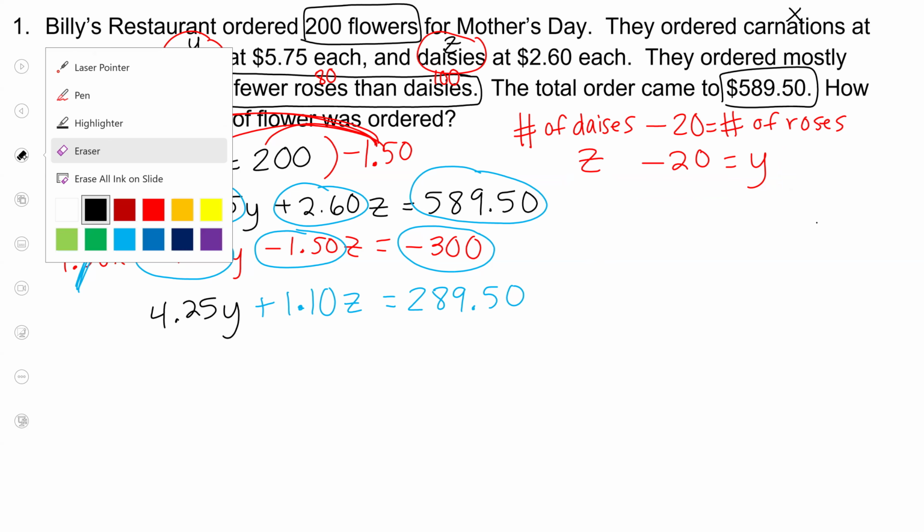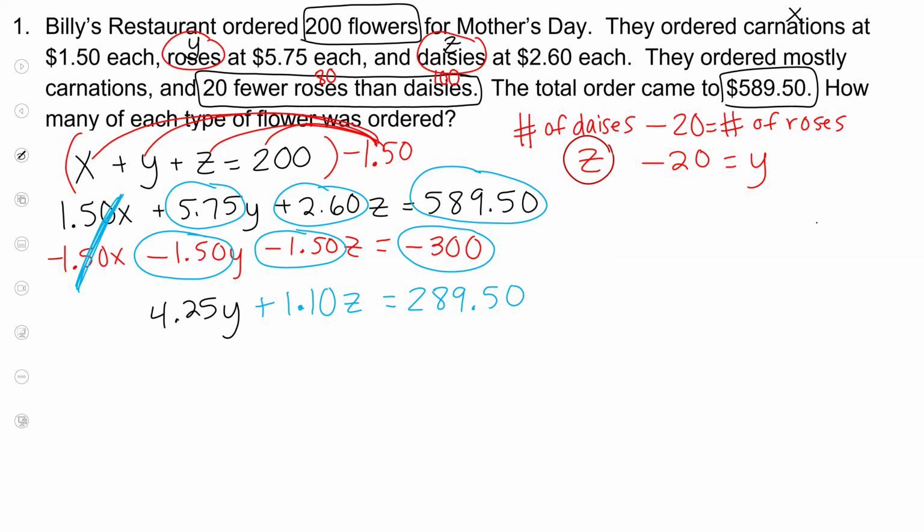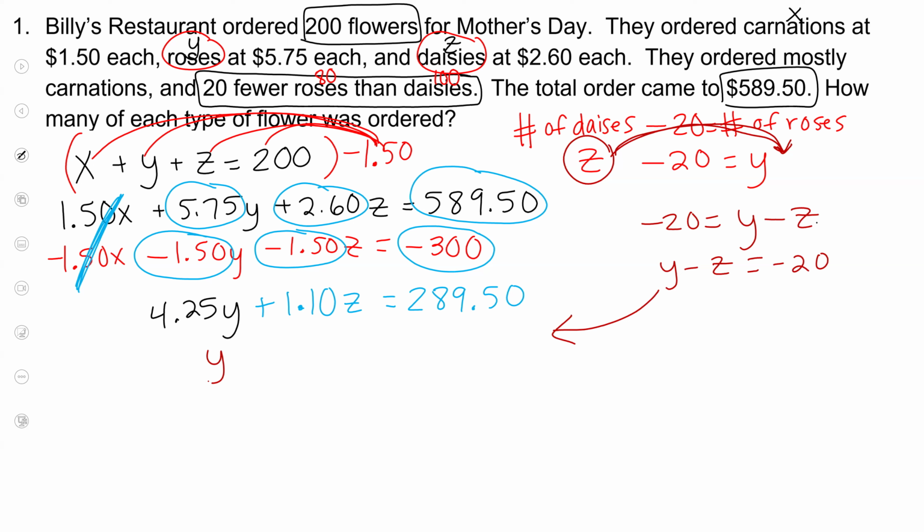I'm going to move z to be over here with the y. So I'm going to have negative 20 equals y. When I move the z over here, what happens? Yep, so it'll be a minus z. We can also rewrite this as y minus z equals negative 20, right? We just flipped it over. Is that okay? All right, so I'm going to move this over here. I have y minus z equals negative 20.